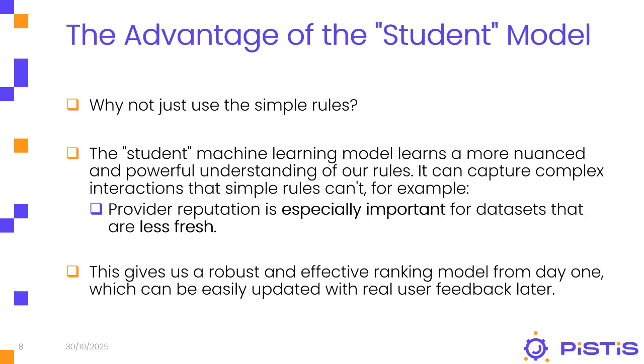You might ask, why not just use the simple rules? The reason is that the student machine learning model learns a much more nuanced and powerful understanding of the rules. It can capture complex interactions that simple rules can't. For example, it can learn that provider reputation is especially important for datasets that are less fresh. This gives a robust and effective ranking model from day one, which can then be easily updated with real user feedback as it comes in.